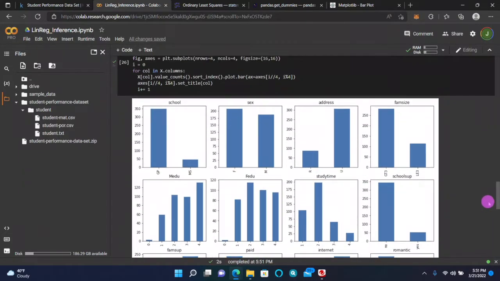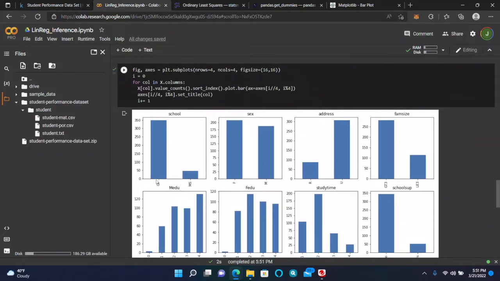There we go. So now we can see all these bar plots. You can see school, it's either GP or MS. There's like 350 GP and a little less than 50 MS. Sex, about 200 females, 180 or so. Males, 75 or something. Rural students, 300 or so. Urban students, everything like that.